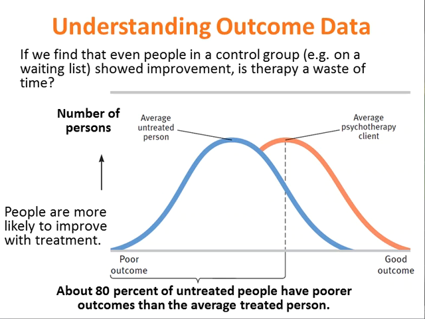What they tell us by looking at these two curves is the average untreated person's outcome is lower, on a poor-to-good scale, than the average psychotherapy client, who has more of a positive or good outcome. About 80% of the untreated people have poorer outcomes than the average treated person. So people are more likely to improve with treatment.